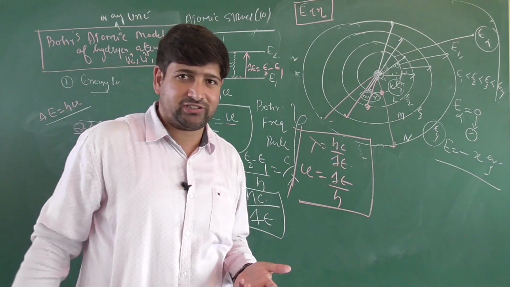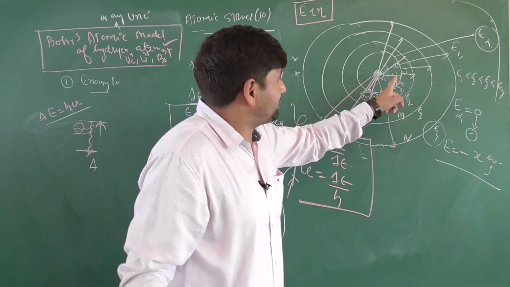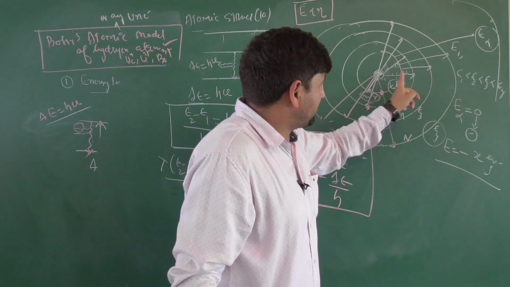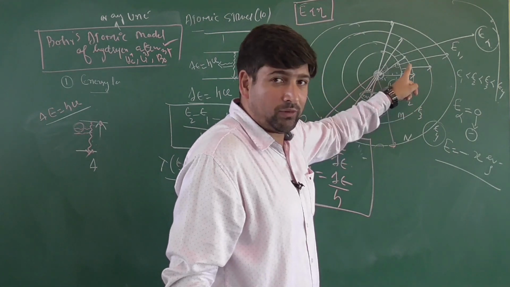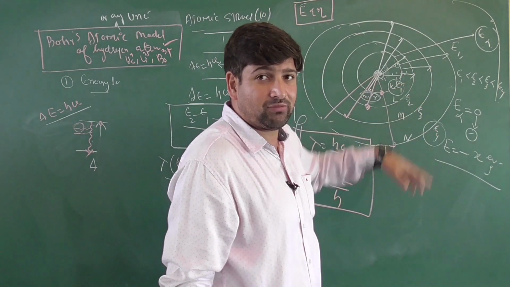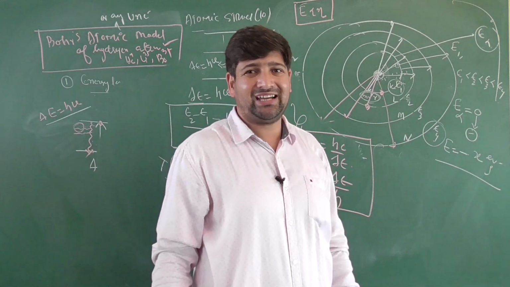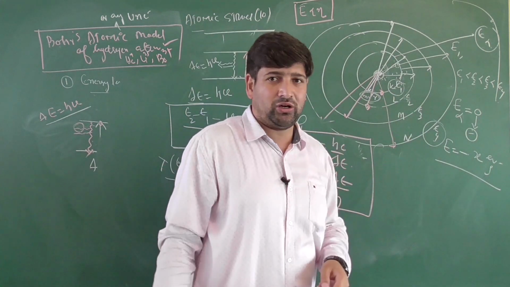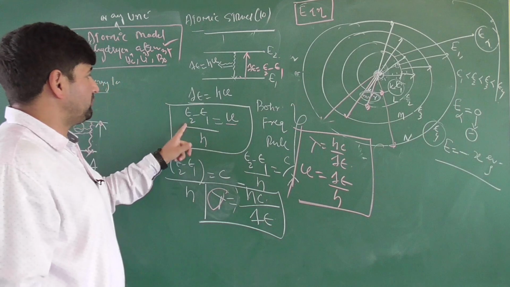So what I mean to say here, children, is when the electron is excited from 1 to 2, it will come back to the ground level, and it will lose some energy in the form of quantum. The energy of each quantum will be equal to h nu. So this is also called the Bohr frequency rule.